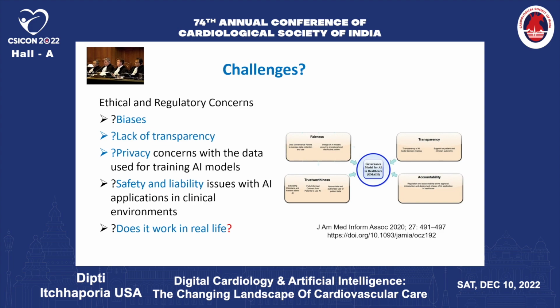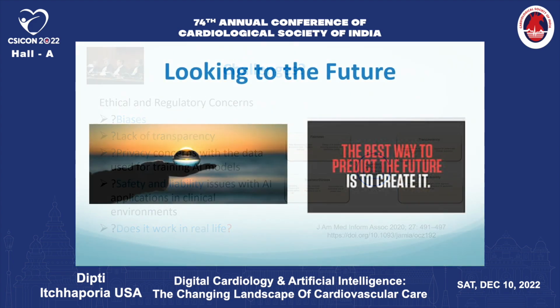So what are some of the challenges? Well, there are many. There are obviously some regulatory concerns. Are there biases implicit in these training sets so that you can skew the way that you think about particular populations? What about what goes into a data set? Is there a lack of transparency that could occur? What about privacy concerns with the data used for AI models? And then the safety and liability issues. And then, does it really work in real life? I think those are the challenges.